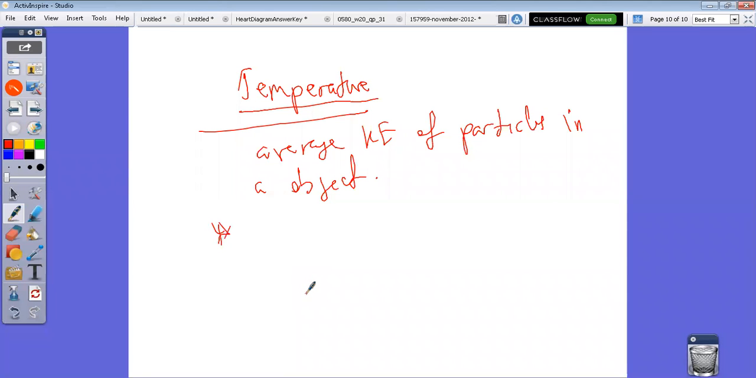If we were to compare temperature and heat, remember I said heat is the amount of energy transferred from a hot object to a cold object. And we are now saying temperature is the measure of how hot or cold something is. Can you see the difference between temperature and heat? Am I making sense? Or not yet?